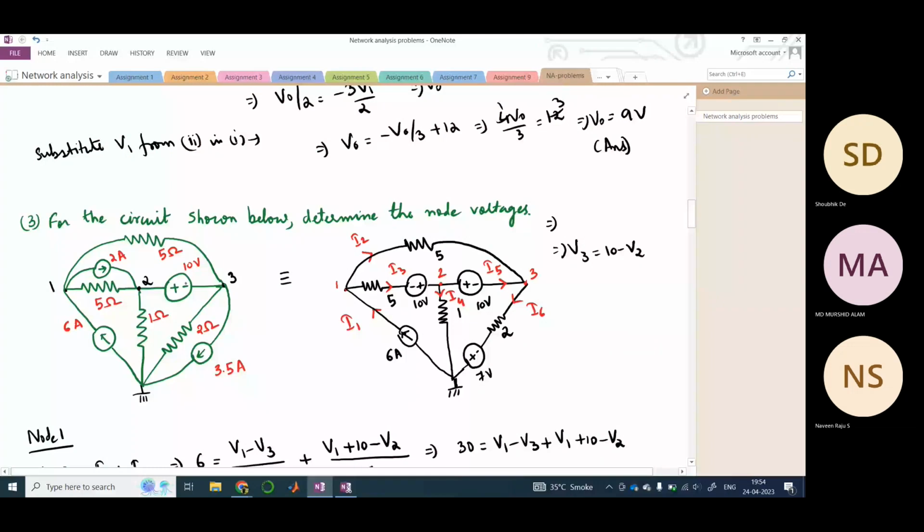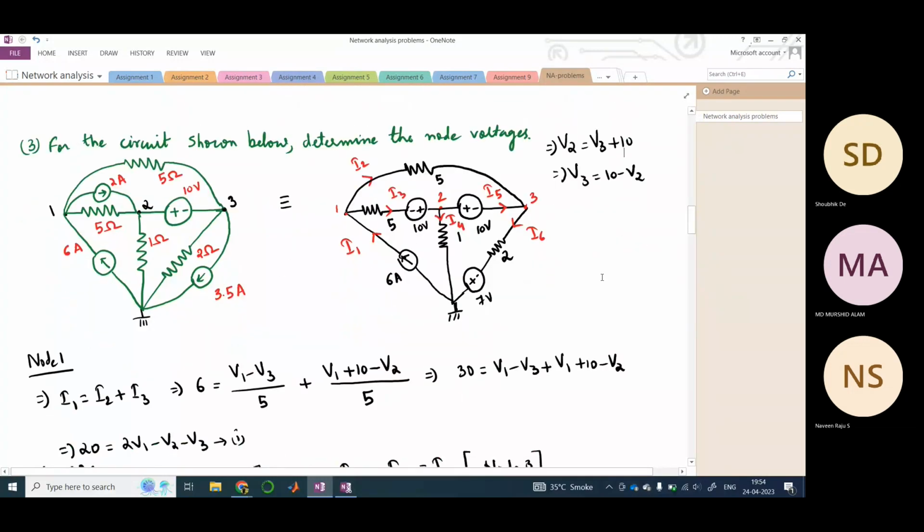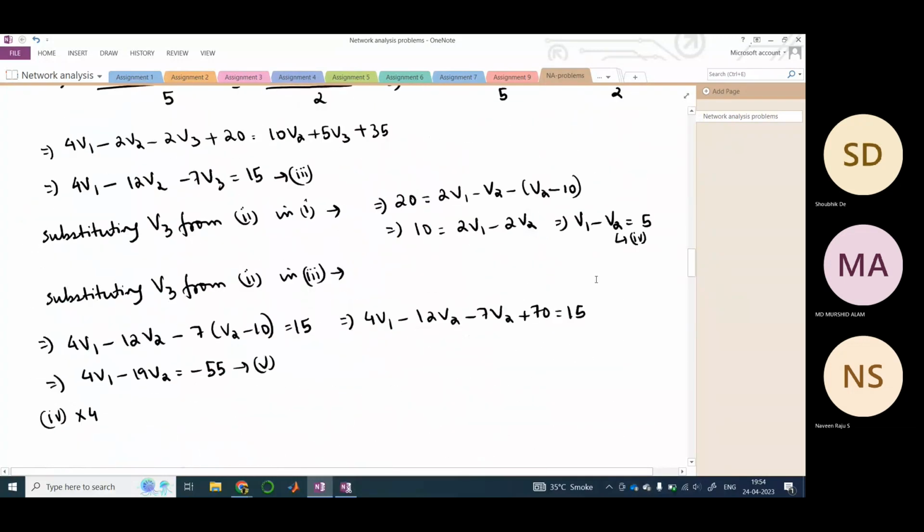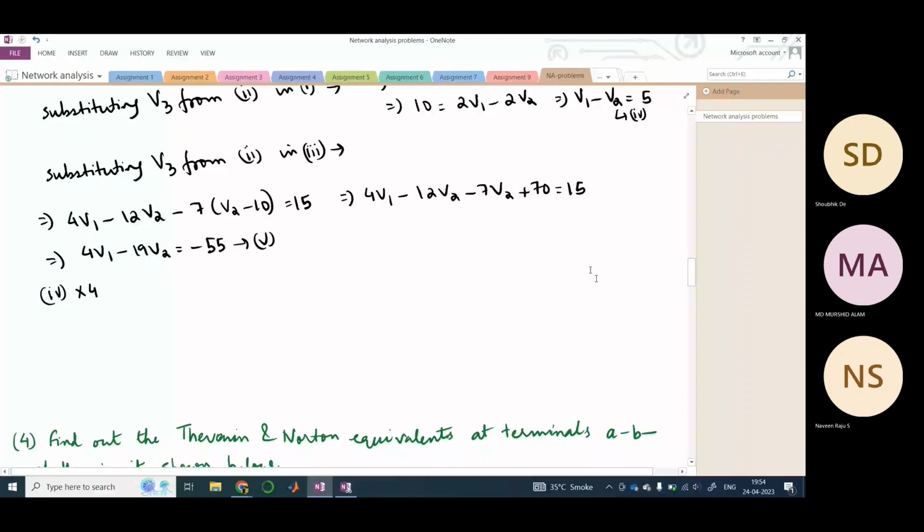So V2, this voltage source is pointing towards V2, right? So node 2's voltage would be higher than node 3 voltage, right? So this would be V3 plus 10, right? I made a mistake. By mistake I wrote this as plus. So this would be what?